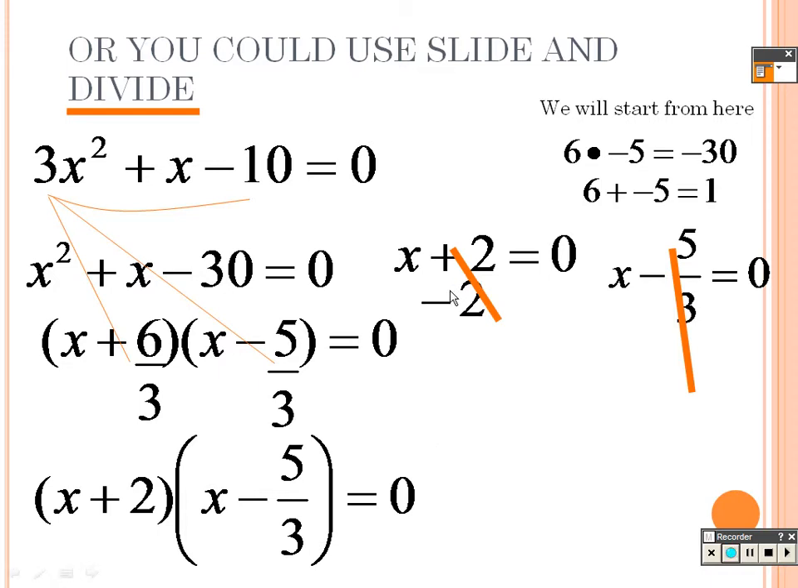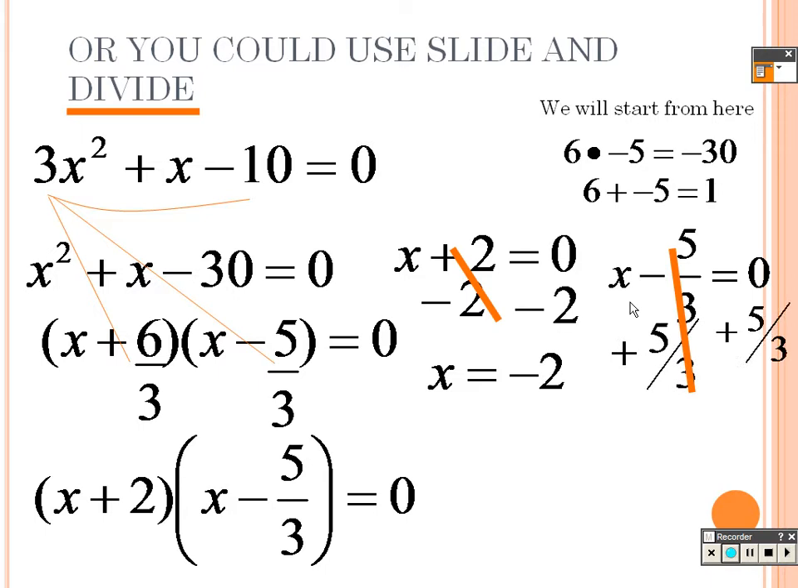So I minus 2 on both sides, and I get x equals negative 2. I add 5/3 to both sides, I get 5/3. So remember, it's whatever you slide by, then you also divide by.